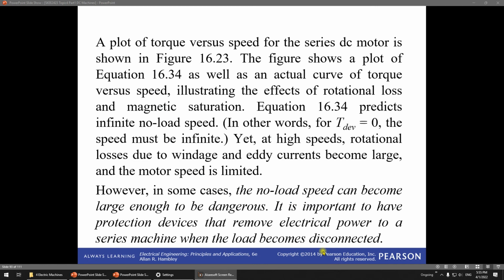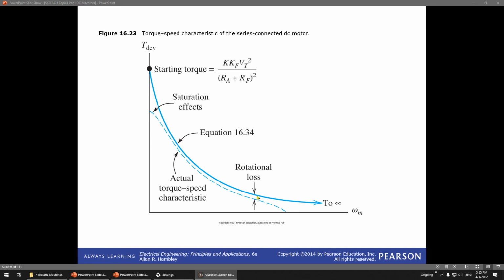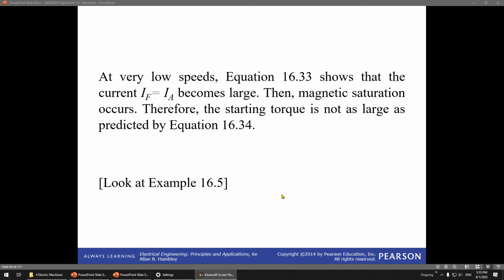Equation 34 predicts the infinite no load speed. In other words, T is equal to 0, the speed must be infinity. But the speed is lost, there are power losses. That's why it does not go to infinity. If T is equal to 0, the speed is not infinity, it will be reduced.